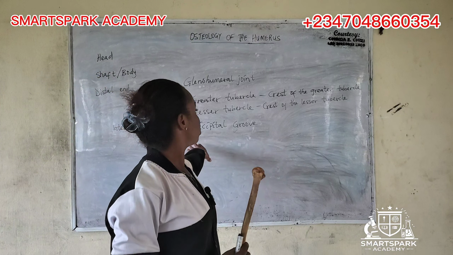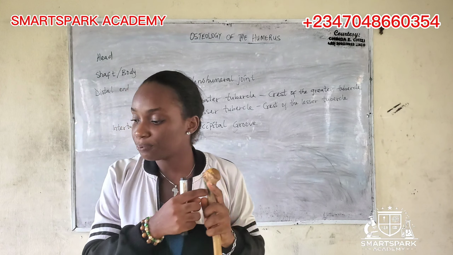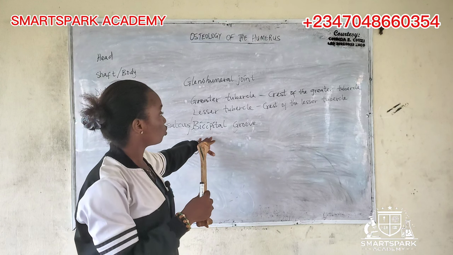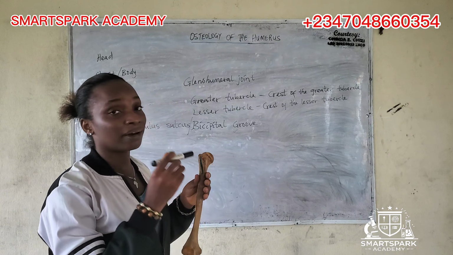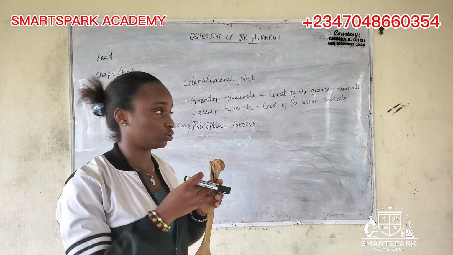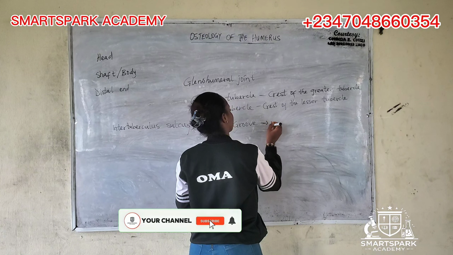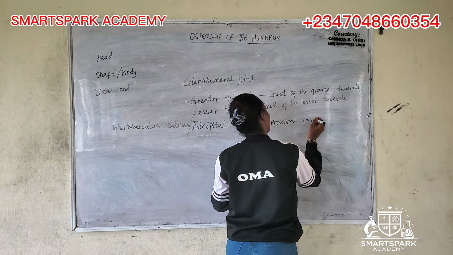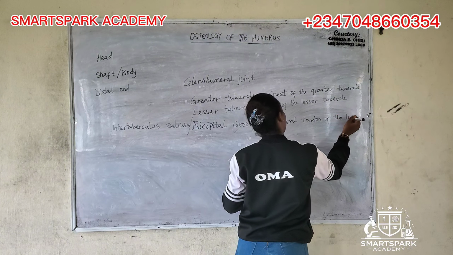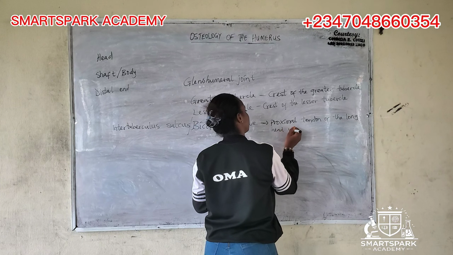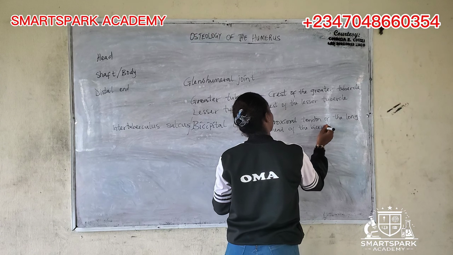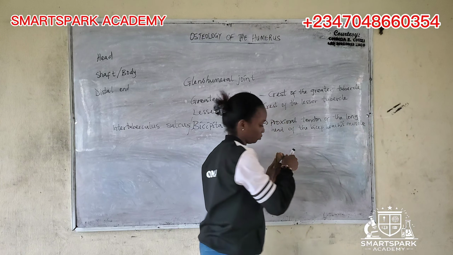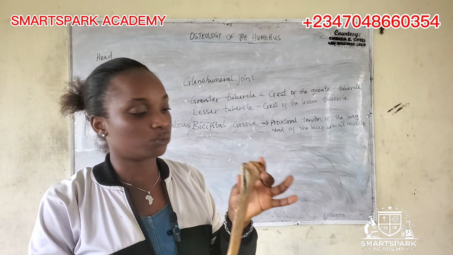Now, in this intertubercular sulcus or the bicipital groove, the proximal tendon of the long head of biceps brachii is found here. Intertubercular sulcus. Remember I said you can also call it the bicipital groove. We have the proximal tendon of the long head biceps brachii muscle. Now this is a muscle that attaches to this intertubercular sulcus. I believe you're with me.